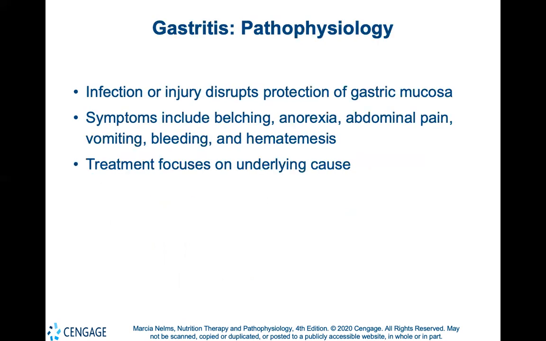Under normal conditions, the gastric mucosa is well protected against injury. The production of mucus provides a barrier that prevents damage to the cells, and their high turnover rate allows for efficient recovery from injury. Symptoms include belching, anorexia, abdominal pain, vomiting, bleeding, and hematemesis. Treatment focuses on underlying cause.